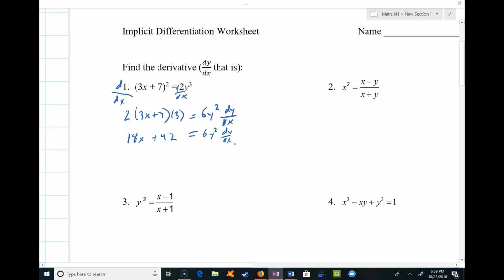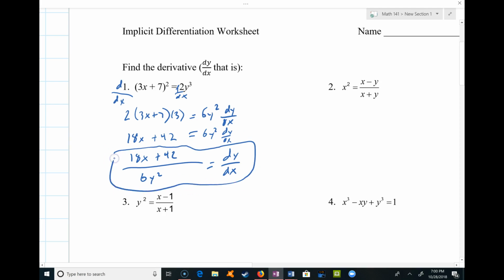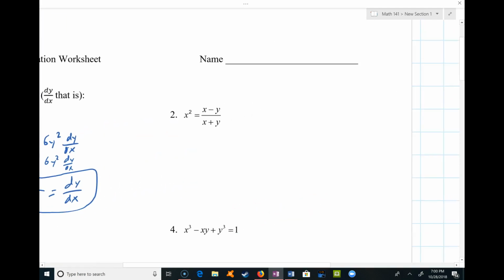So I divide both sides by 6y squared. I get 18x plus 42 divided by 6y squared. And that is dy dx. And that would be my answer, because there's nothing else to simplify there. So I go to the second one here.